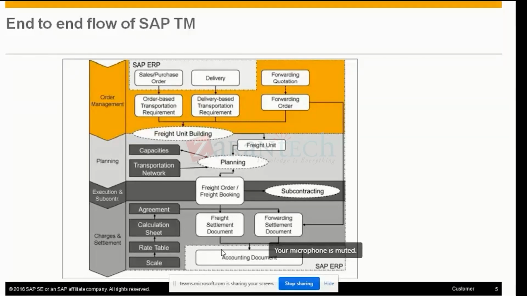Any question here on the end-to-end flow? I do not see shipment anywhere in this flow. Is it because it's part of ECC and we are not talking about it, or is it important? Yeah, I will answer your question.